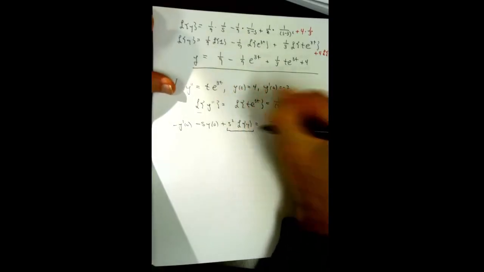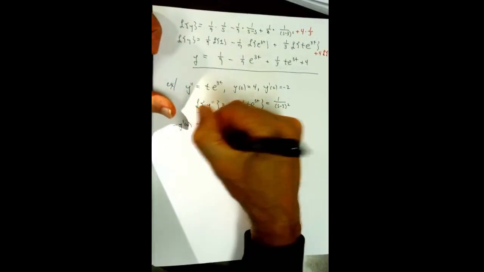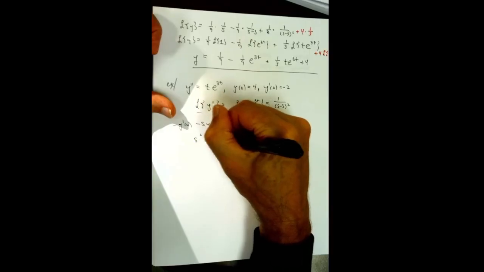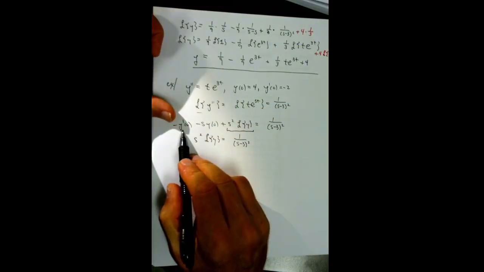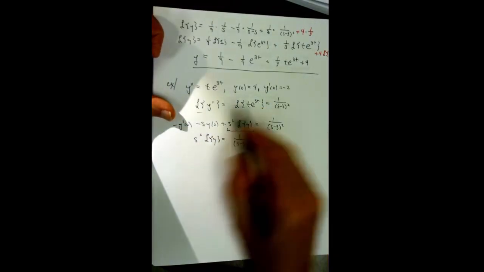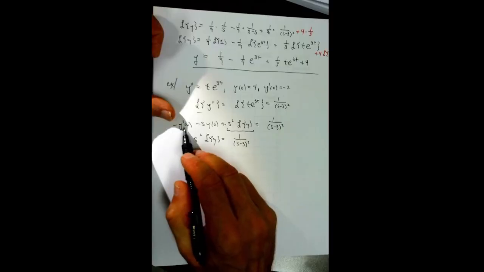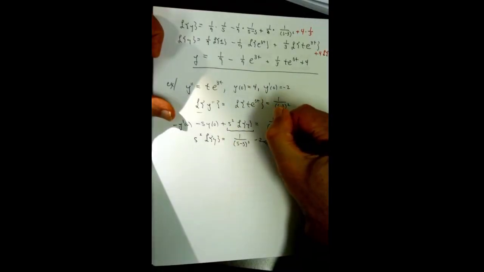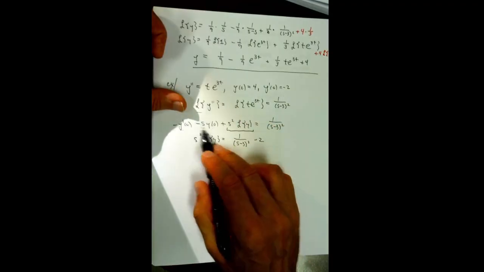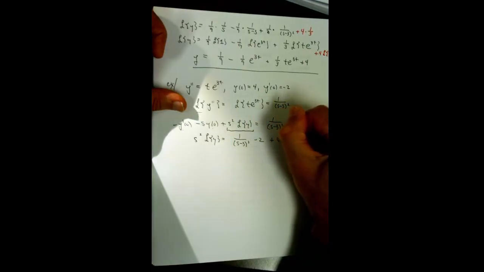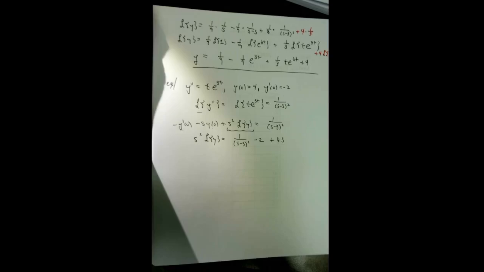So I'm going to try to isolate the Laplace transform of y. So s squared times the Laplace transform of y. It's going to be 1 over s minus 3 squared. Y prime is minus 2. So that's a minus 2 is a plus 2. So I subtract 2. Y0 is 4, so that's a minus 4s. So I add 4s to both sides.